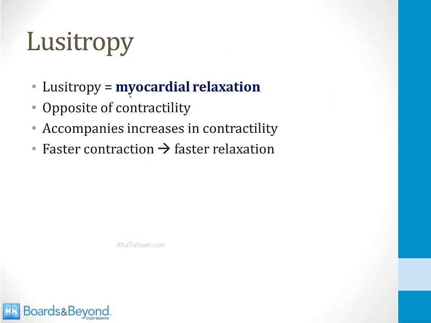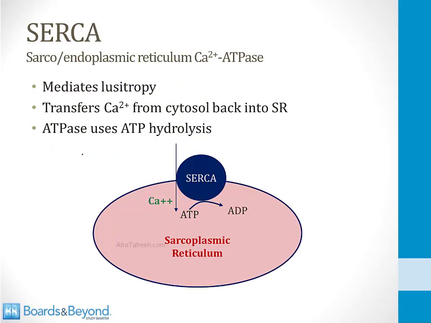Lusitropy is the process of myocardial relaxation. This is the opposite of contractility, and it's an active process. The heart doesn't relax just by ceasing contraction. It actually undergoes an active process called lusitropy so that it can quickly relax and be ready for the next heartbeat. And increases in lusitropy always accompany increases in contractility so that when the heart beats faster, it also relaxes faster. Lusitropy is mediated by a structure called the SERCA.